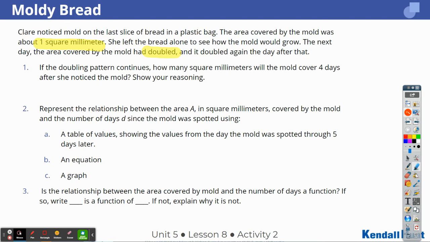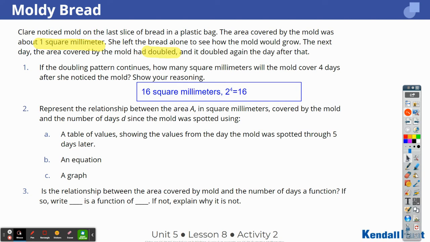If it continues to double, how many square millimeters of mold will cover the bread on the 4th day? So we know it's doubling. We had 1. If we double that, we get 2. Double it again, you get 4. Double that again, you get 8. And then double it once more, you get 16. Or 2 times 2 times 2 times 2 is 16. So we would have 16 square millimeters of mold.